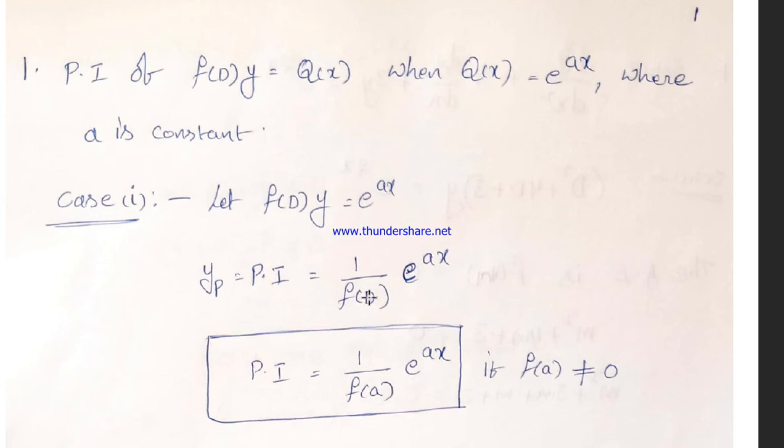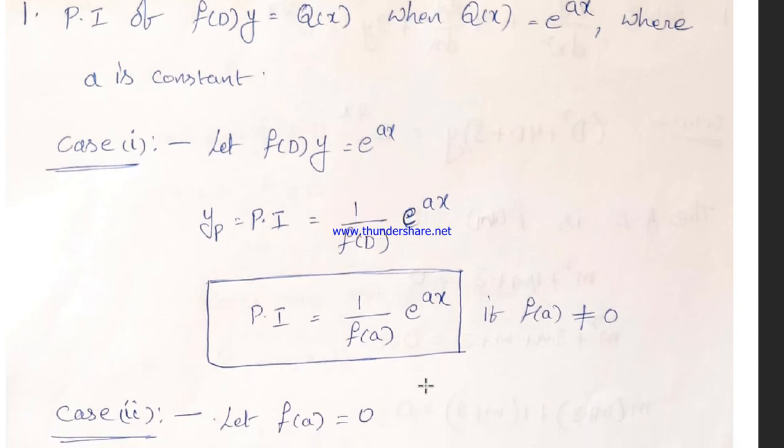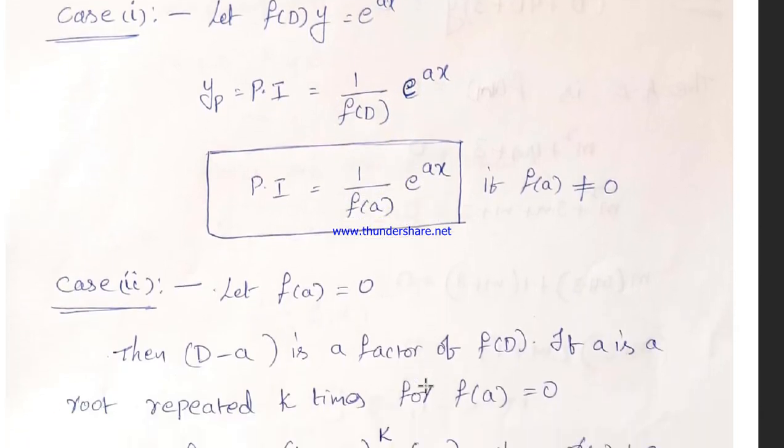Simply you can substitute D equal to a. Whatever the x coefficient is, that value you substitute in D. We get the f of a value. If f of a is not equal to 0, directly you can write the formula: particular integral is equal to 1 by f of a into e power ax. This is the first case. If f of a is not equal to 0, particular integral equals 1 by f of a into e power ax. So the second case is, let f of a equal to 0.